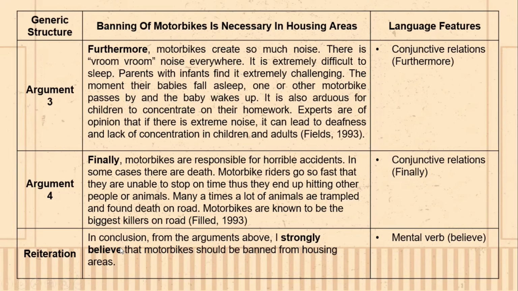So the last is reiteration, as the conclusion of the exposition text. In conclusion, from the arguments above, I strongly believe that motorbikes should be banned from housing areas. The language feature is a mental verb, in the word believe. So the reiteration is the conclusion restating the thesis in the first paragraph of the exposition text.